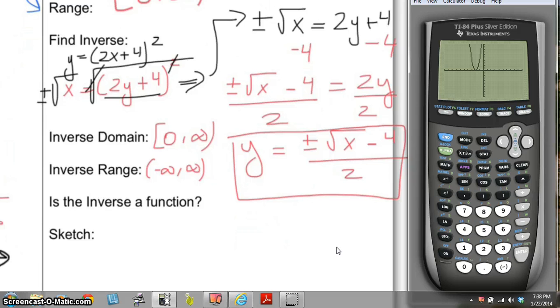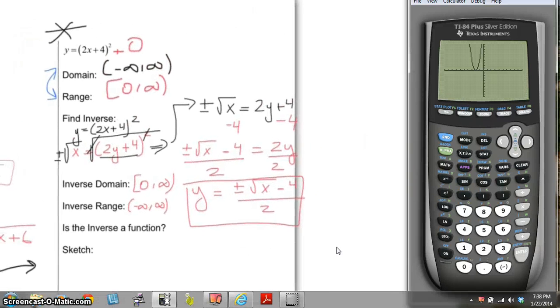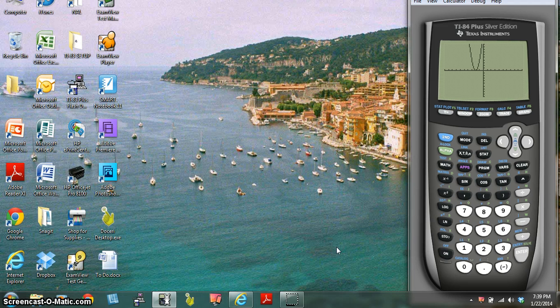Now, let me make this smaller so I can compare the main function to the new function. So if I'm gonna graph this, the main one, it's gonna be something like this, just like we saw on the calculator. Now the sketch is gonna be just sideways.